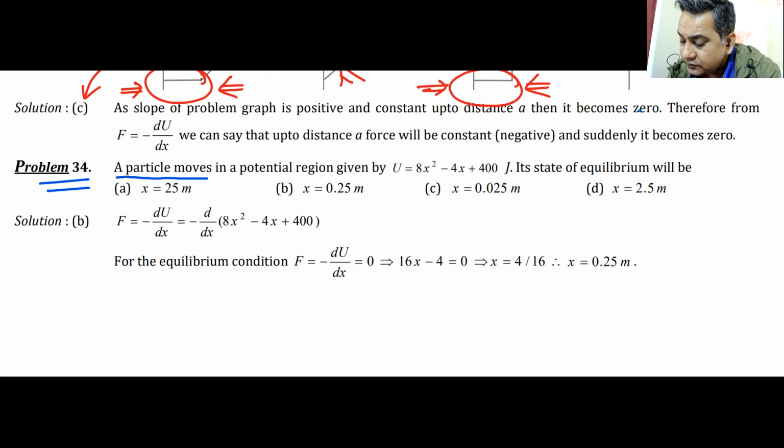A particle moves in a potential region. Energy is given like this: 8x square minus 4x plus 400. What is the state of equilibrium? So we have to find the position of the equilibrium. Where does equilibrium happen? Once you solve this, then I will add one more question into it to make you understand what type of equilibrium this would be, and then probably things will be more clear in your head. First of all, tell me, where does the equilibrium happen? I will give you a minute to deal with this.